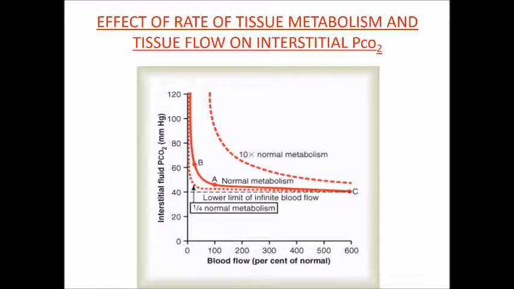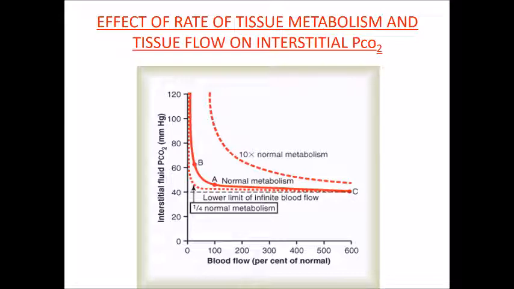Now this graph is showing the relationship between the effect of rate of tissue metabolism and tissue blood flow on interstitial PCO2. On x-axis we have blood flow, on y-axis we have PCO2. You can see once the blood flow increases, PCO2 always decreases due to washout of carbon dioxide by excessive flow of the blood. Conversely, whenever the blood flow decreases, PCO2 level increases due to accumulation of carbon dioxide.